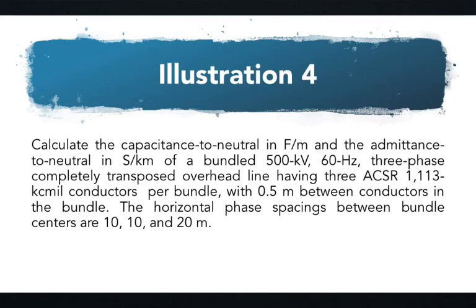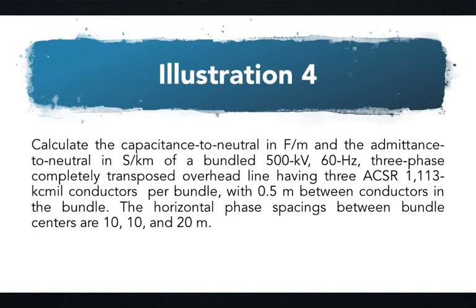Like for conductor 1, it's bundled horizontally, and then bundle 2 is also horizontal. It can be the case, but in this case, you have to read between the lines. It says 3 conductors per bundle with 0.5 meters between conductors in the bundle.